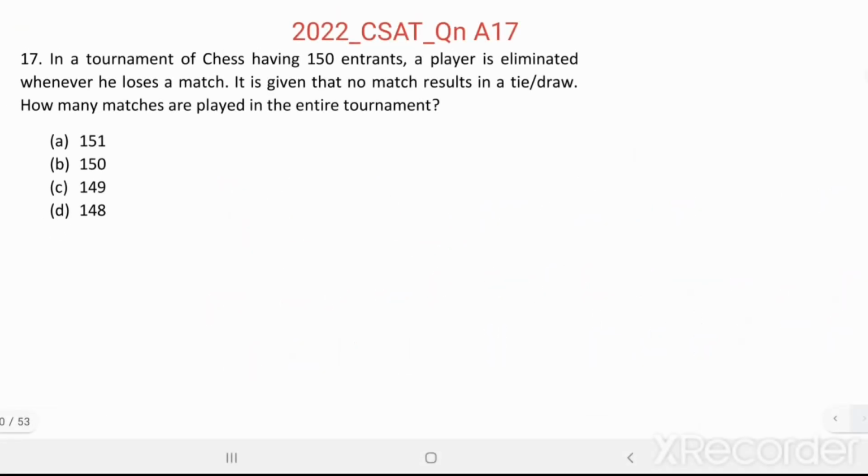Question number 17. In a tournament of chess having 150 entrants, a player is eliminated whenever he loses a match. It is given that no match results in a tie or draw. How many matches are played in the entire tournament? There are 150 entrants in a chess tournament. A player is eliminated whenever he loses a match. No match results in a tie or draw. Then how many matches are played in the entire tournament?